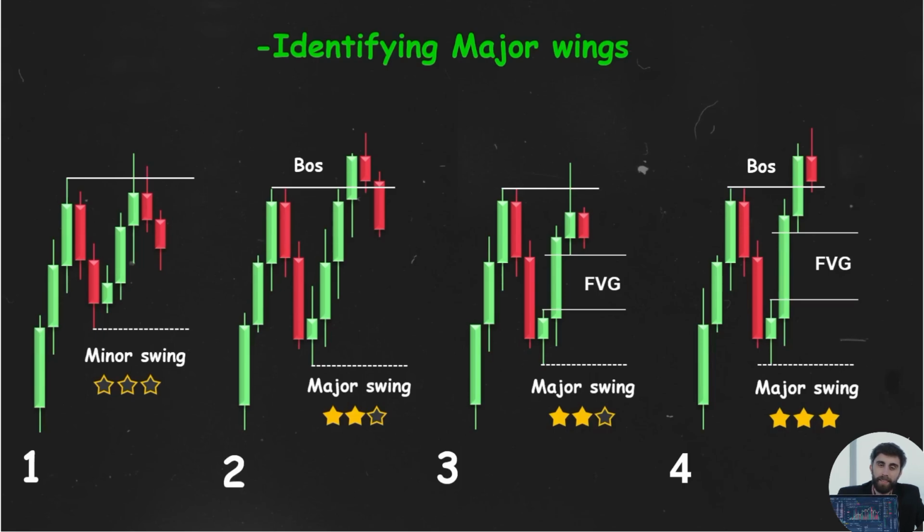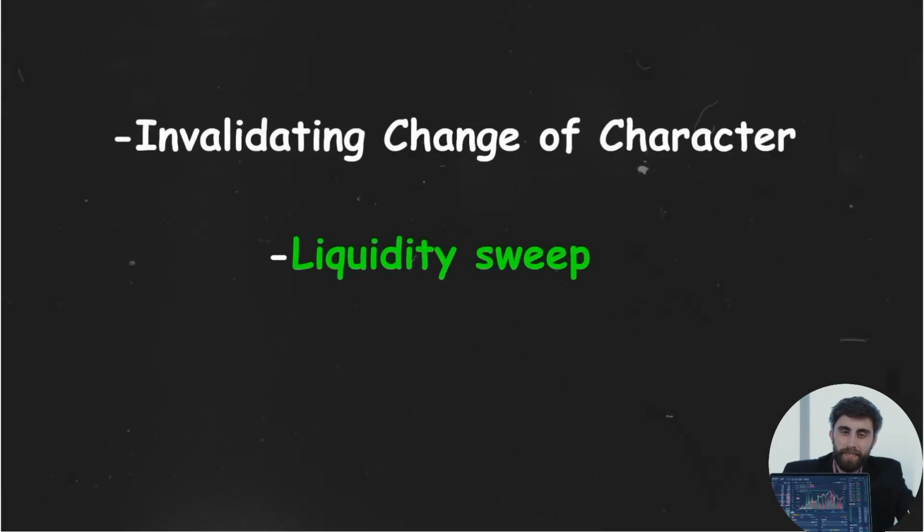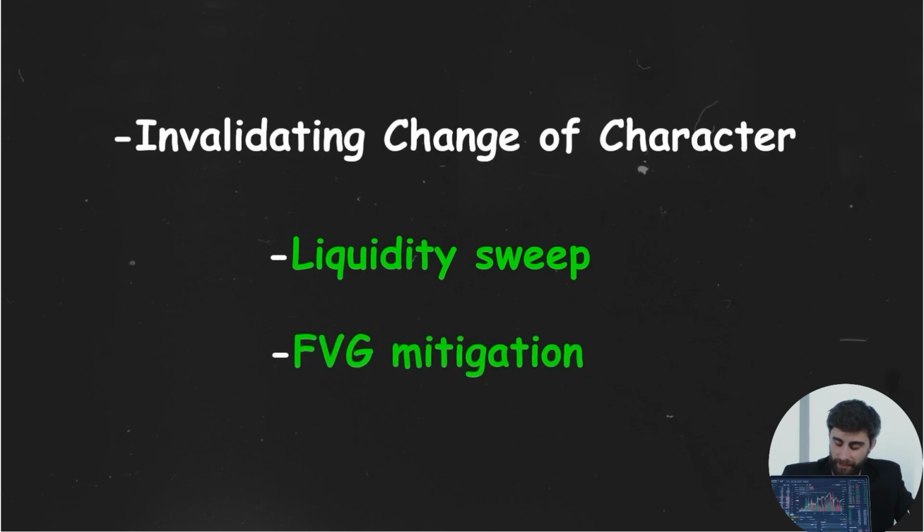Breaking below this low signifies a valid change of character, a complete shift in market direction and momentum, or whatever you want to call it. So far, we have discussed how to identify major swings and valid changes of character. I would like to add that there are 2 exceptional scenarios that make a change of character invalid. These 2 scenarios are liquidity sweep and fair value gap mitigation concepts. This might seem complicated, but it will make sense in a minute.